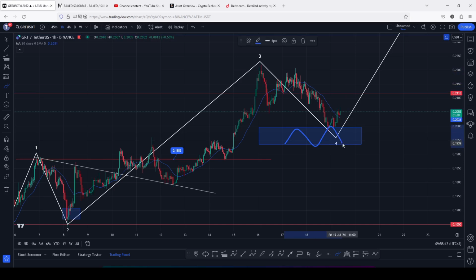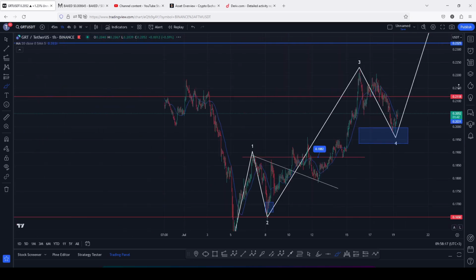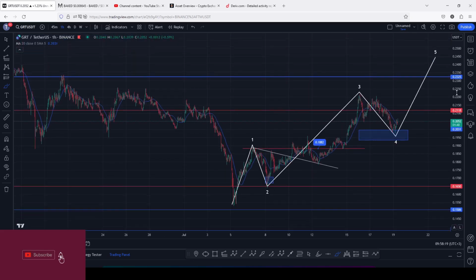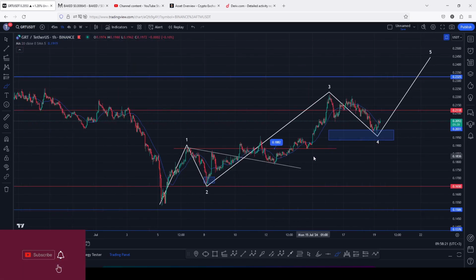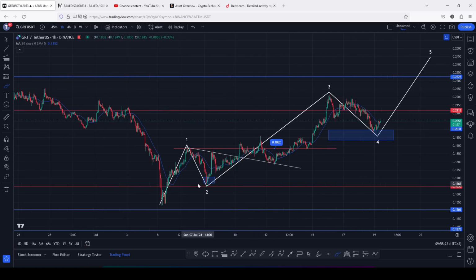And on today's video, I will be discussing my breakout target areas and also an Elliott wave structure that is playing out here on the GRT chart. So make sure that you stick around till the end of the video.